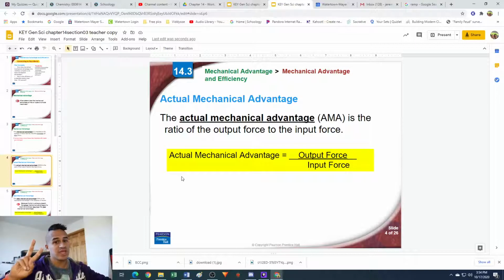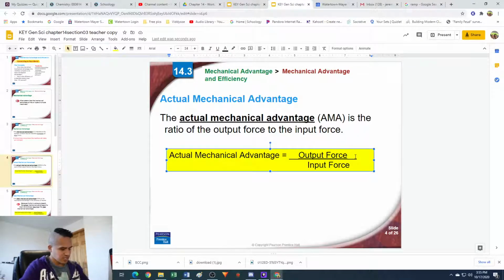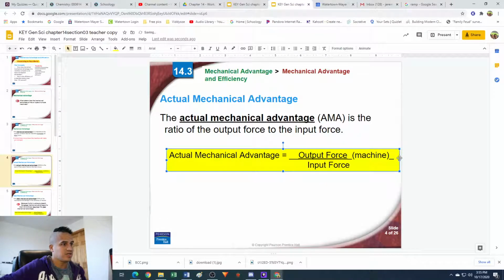Now, there's 2 types of mechanical advantage, okay? There's actual mechanical advantage. So actual mechanical advantage is the ratio of the output force to the input force. So basically, it's the amount of force that the machine does compared to the amount of force that you do. Okay, input force is you.